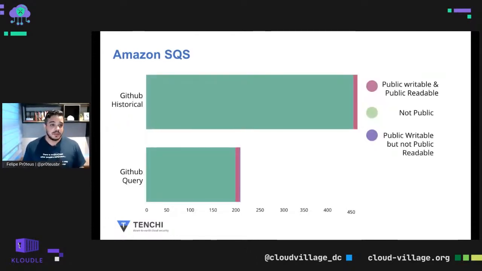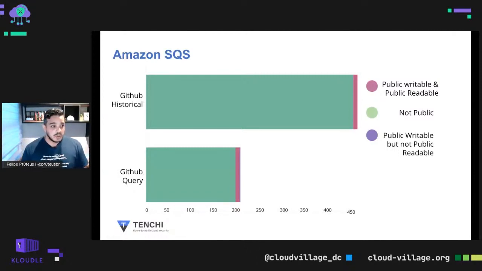And by doing this research, I found that more than 450 URLs from GitHub historical were not public, so I couldn't read or write. But I found that at least 20 were publicly readable, and at least 19 of those SQS queues were readable and writable. The interesting part of the publicly readable ones is that you can intercept the messages from their pipeline and perhaps get some important piece of information.